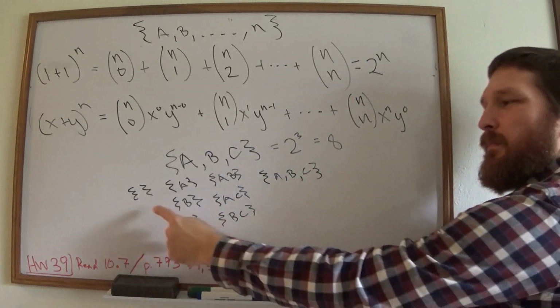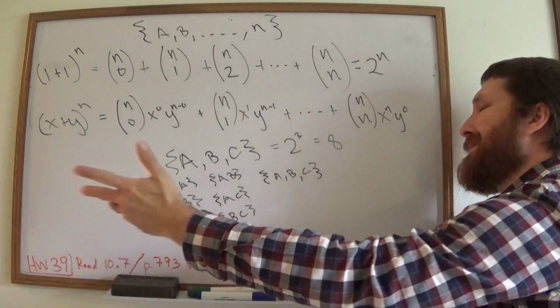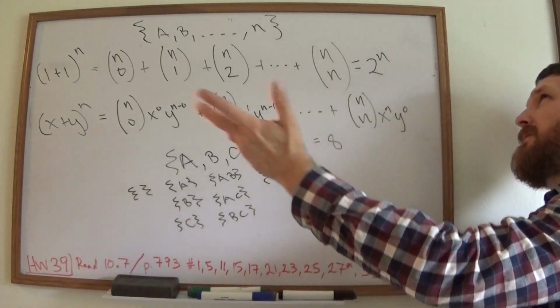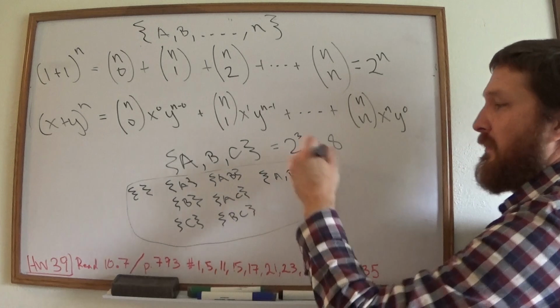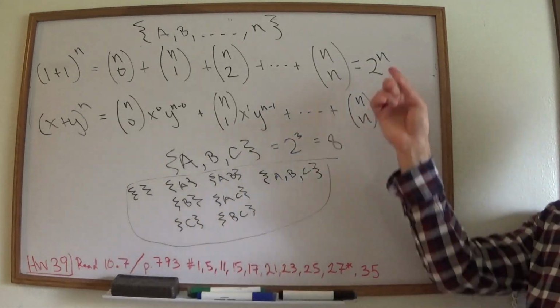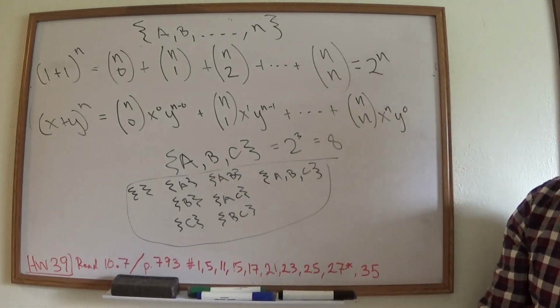So you have these weird bits right here. You have the empty set, which is always a subset. You have the whole set, which is always a subset. And so there's a total of 8. Hey, it works. That's interesting. I think that's really cool.